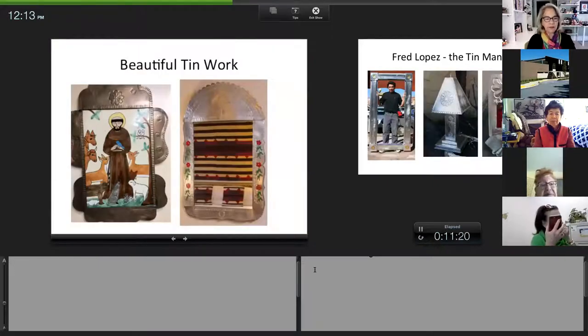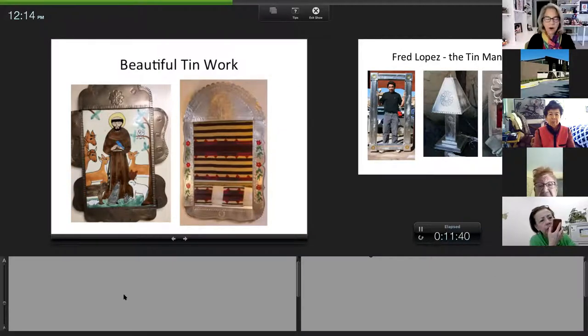Another thing in the rooms were the beautiful works of tin. On the left here, this was in the bathroom. It was a tin frame with the patron saint of animals. So I took a picture of that because I wanted to find out more about it. On the right is the mirror in the room.